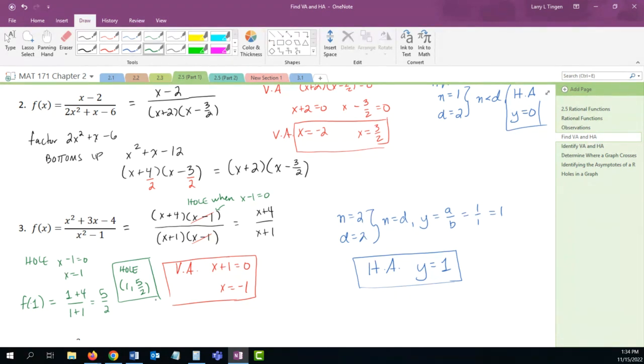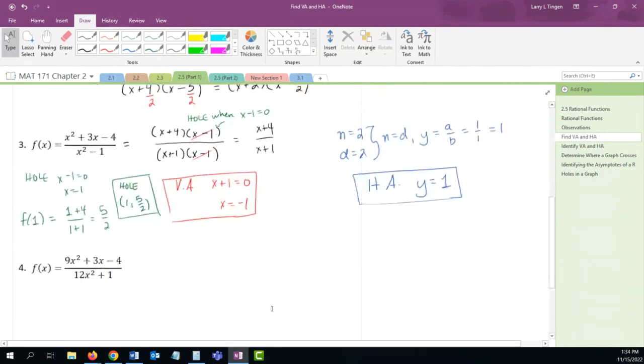Everybody comfortable with that? Does everybody see why holes occur, or maybe not so much why, but when? They occur when I have that matching factor in the numerator and the denominator, and I divide them away. Okay. Next.